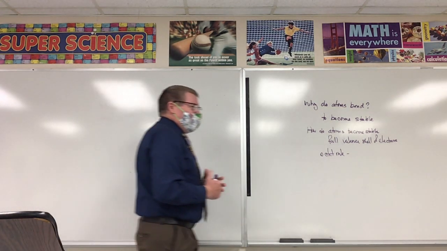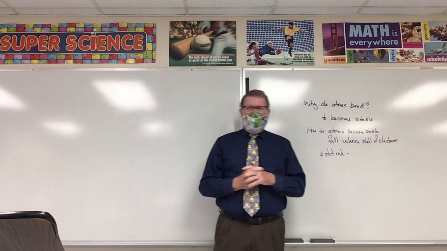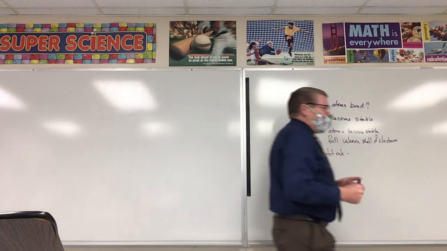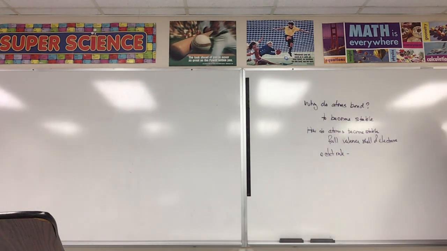How do we figure out how many valence electrons an atom has? By its column number. 1A has 1. 2A has 2. 3A has 3. 4A has 4. 5A has 5. 6A has 6. 7A has 7. 8A has 8.